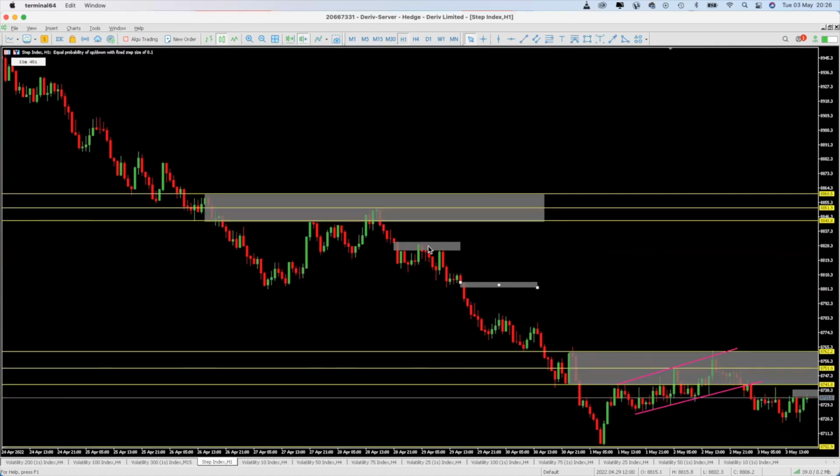So in this case, you would have had two entries, one entry right here, and a second entry, and then you hold it to your 161.8 area, and you're probably up like $300, $400 from $10.